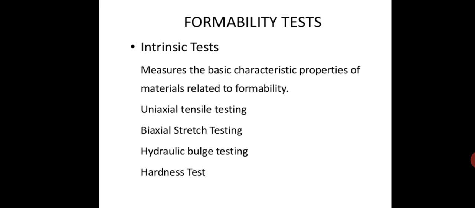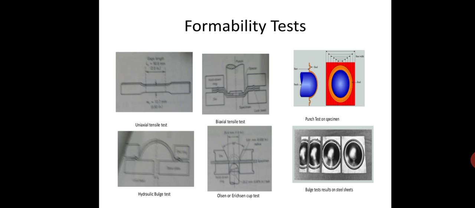Those are all the various types of test in the formability of sheet metal. Let's see one by one. The diagram shows the various tests in the formability of sheet metal. First one is the uniaxial tensile strength. The second is the biaxial tensile strength, the tensile strength in the biaxial direction.